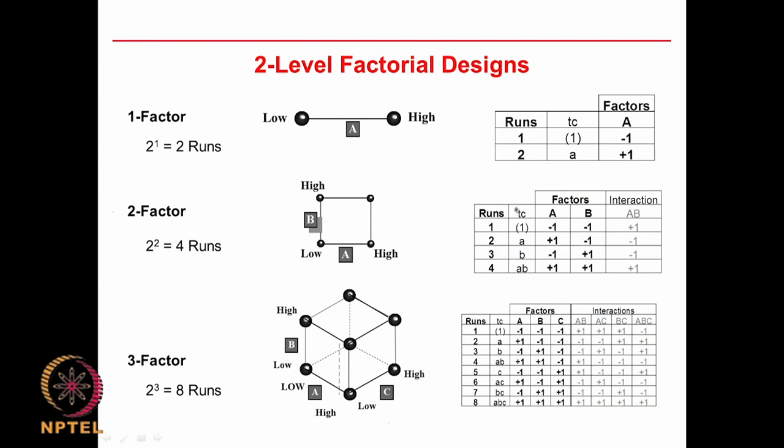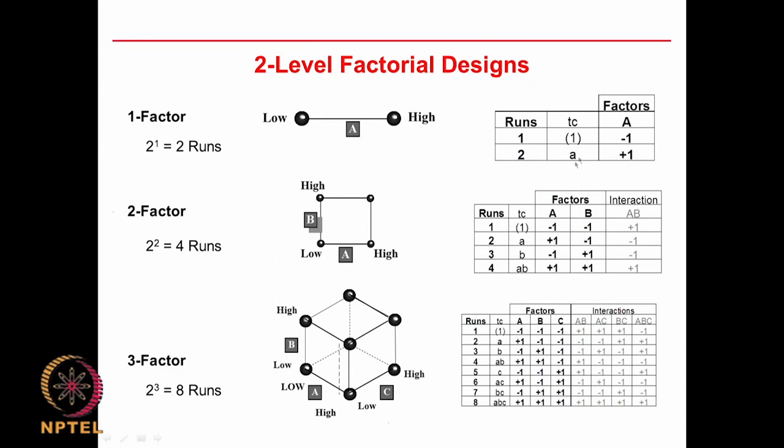-1, -1, +1, -1, -1, +1, +1, +1. Another way of representing these 4 experiments is like this actually. We call it 1, that is the base level, -1, -1, and then when you call it small a, that means factor A at a higher level. When you call it factor B, factor B is at higher level. When we call AB, factor A as well as factor B at higher level. So, this is one way of representing. This is another way of representing.